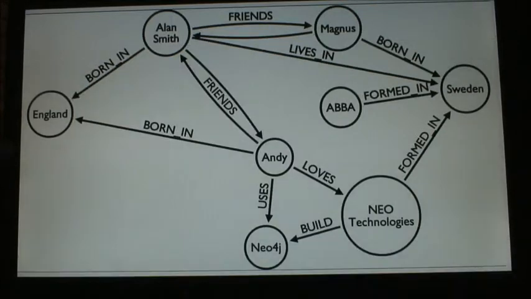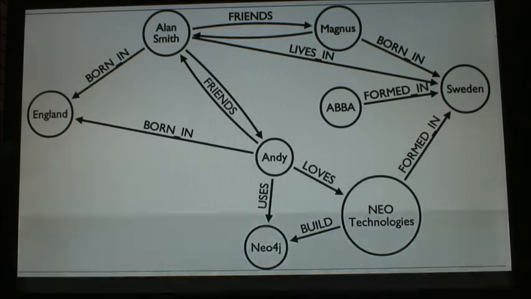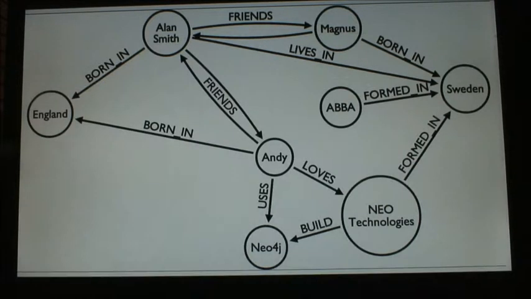of things, especially that Andy uses a technology called Neo4j. We'll get on to a bit more about how he uses that later on. And Neo4j is made by a company called Neo Technologies who were formed here in Sweden. And you can see that Sweden also has a few other pieces of information attached to it, that Magnus was born here, and Alan lives here, and ABBA was formed here.